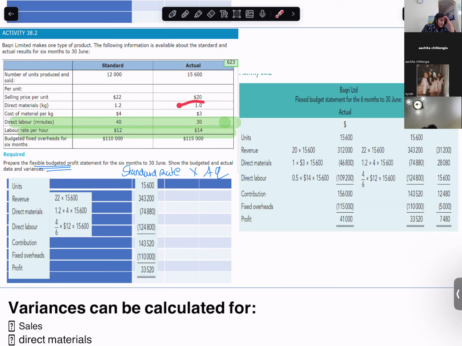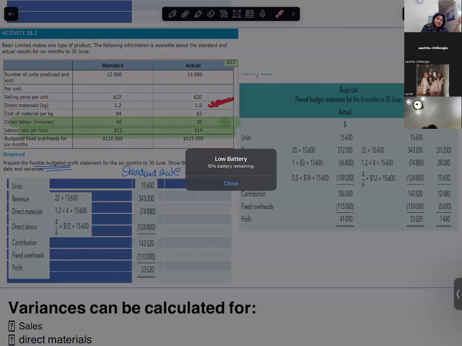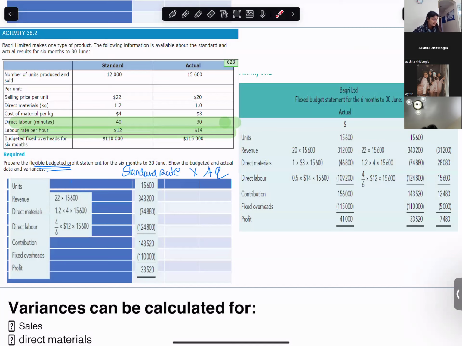Check properly. You thought that you will get material at 4 per kg, but you got the material at 3 per kg. That means you found a cheaper supplier, and still the quality is good because you're using less material. Do you agree? This is the analysis section.